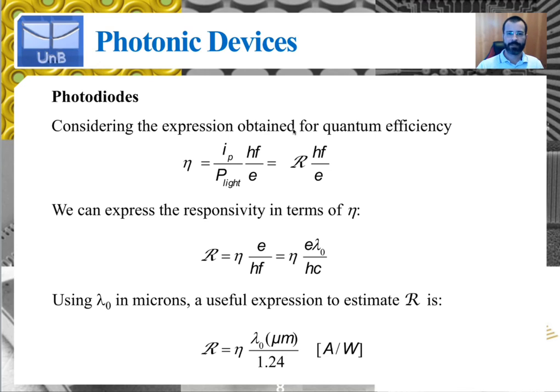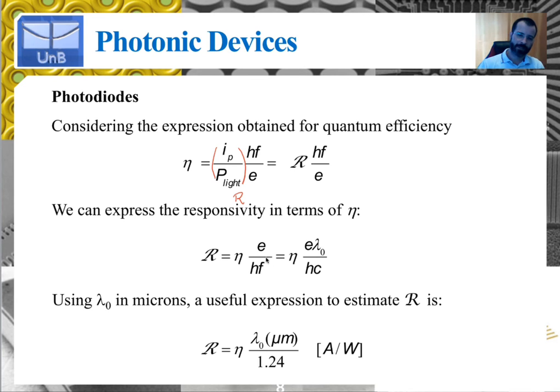Now, considering that the expression that we've obtained for the quantum efficiency was this, I_P over the optical power times hf over e, we can readily identify this term here as being the responsivity for photodetectors that we've just defined. So therefore, eta is going to be equal to R, the responsivity, times hf over e, just from this expression. And if we isolate the responsivity here and pass this term to the other side, we can express the responsivity in this way. So the responsivity will be eta times e over hf.